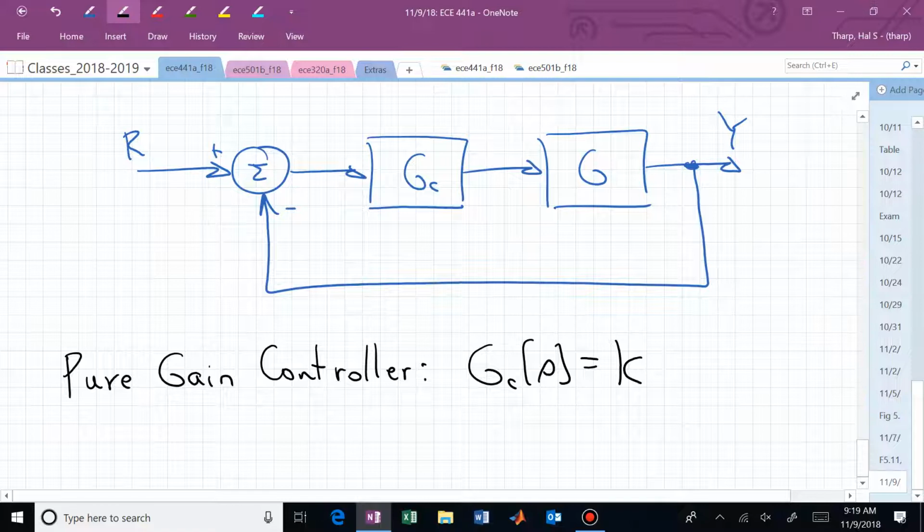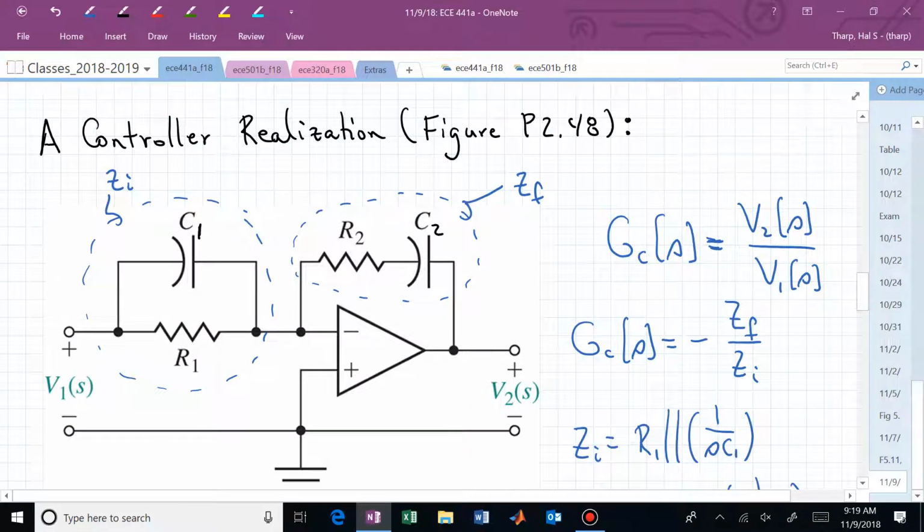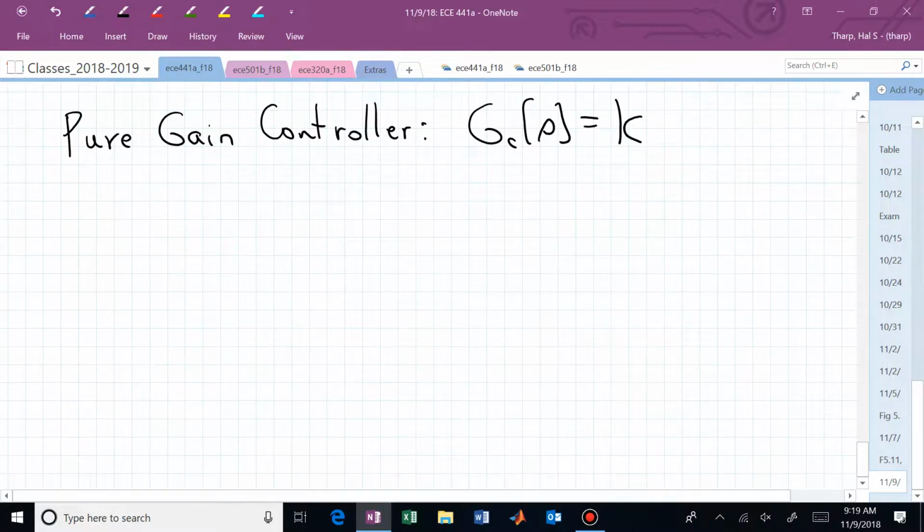That means that we just have G sub C of S equal to K. And do you remember how to make a gain out of an op-amp circuit? If you wanted to make this into a gain, what would you do? How would you modify that circuit? Get rid of those caps, right? Just remove those capacitors and now you have 2 resistors and you have a gain. There's a pure gain controller. So we can build these controllers. You just need a stock room, okay? And we've got a stock room.